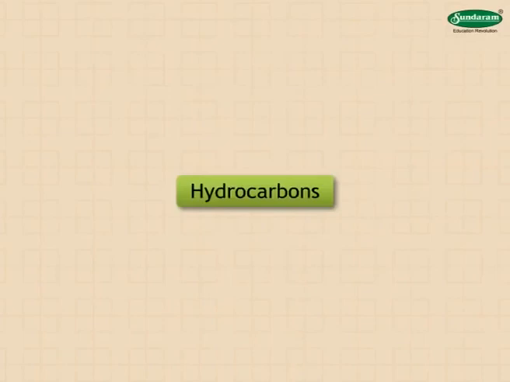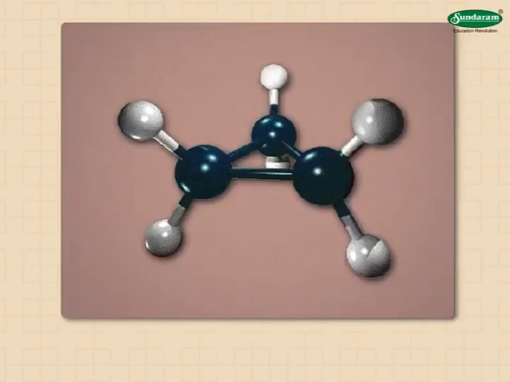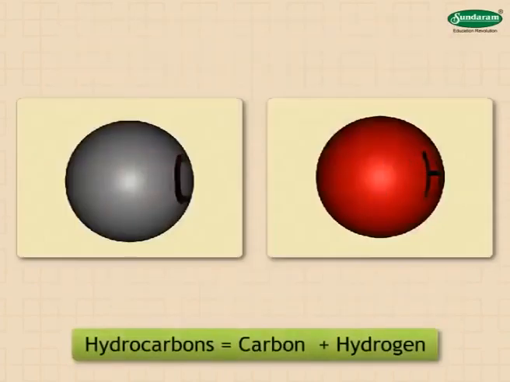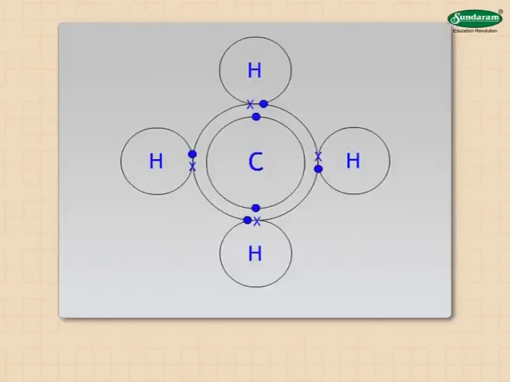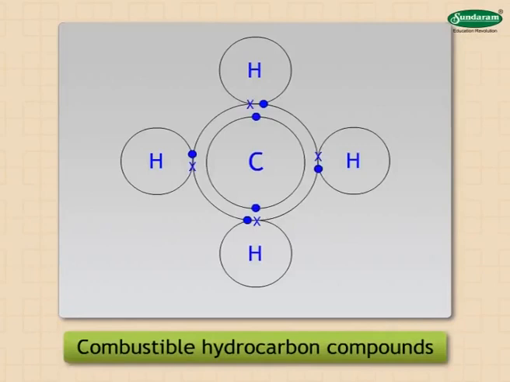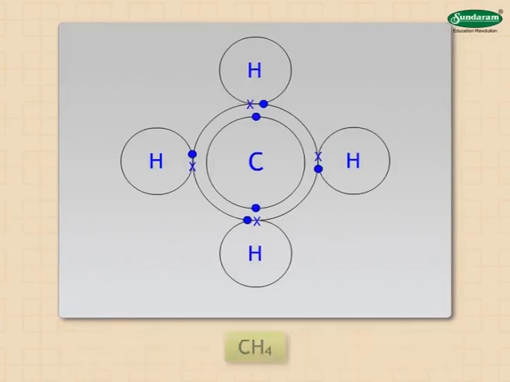Now, we shall learn something about hydrocarbons. Hydrocarbons are compounds formed when carbon combines with hydrogen. Now, coming on to the next compound, methane. Methane is the first in the series of combustible hydrocarbon compounds. The molecular formula of methane is CH4, that is, it has one carbon atom and 4 hydrogen atoms.